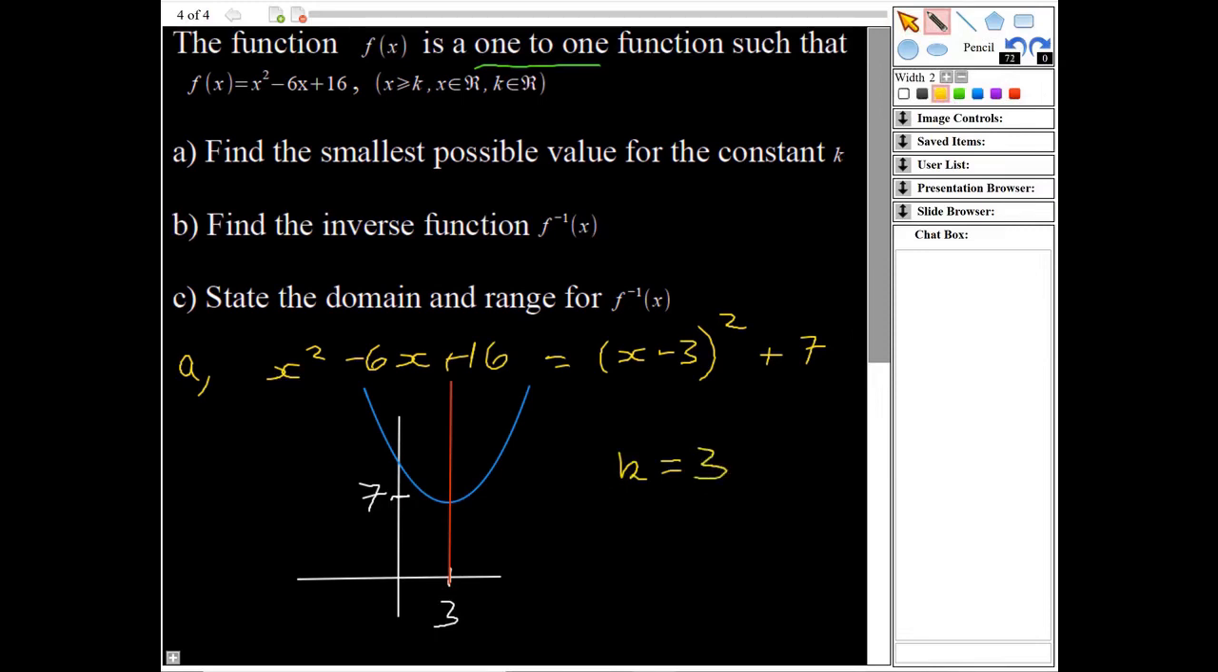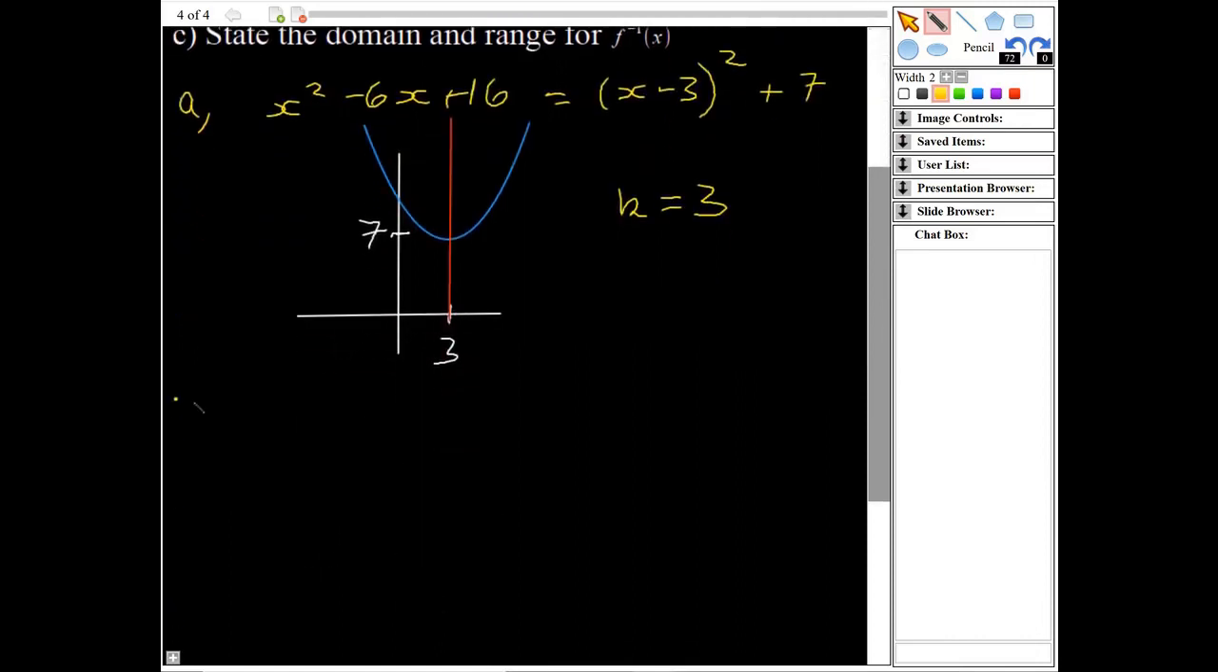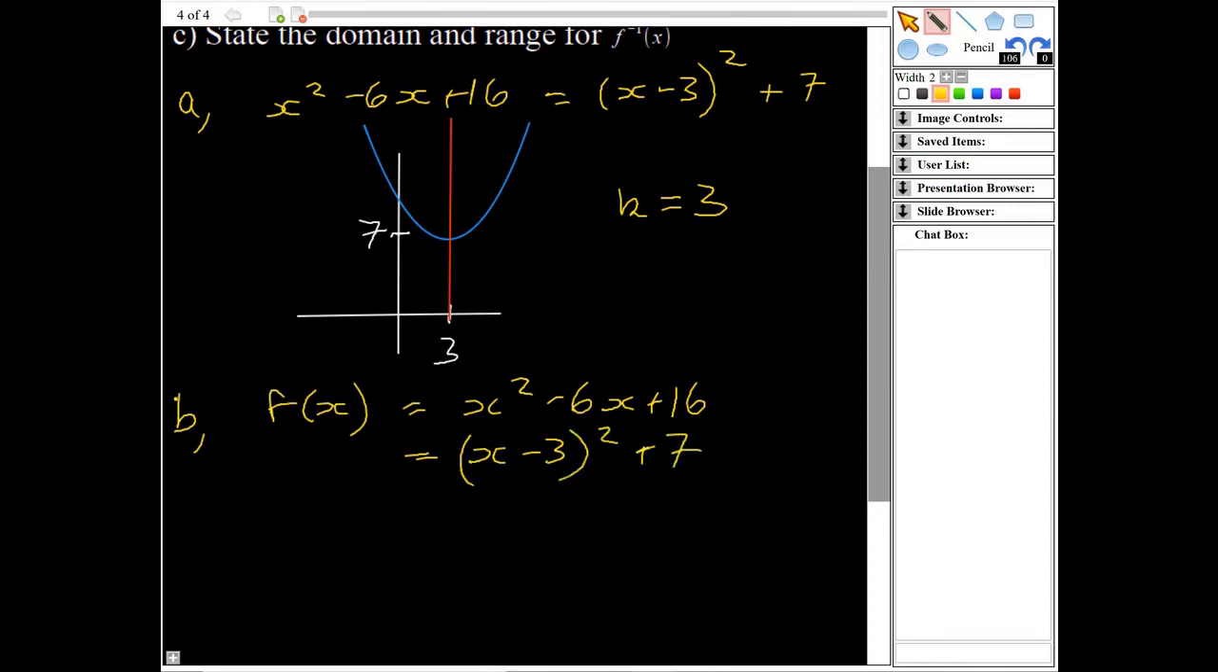All right. Next would be to find the inverse function f minus 1 of x. So if I look at part B, my function f of x was equal to x squared minus 6x plus 16, which was also equal to x minus 3 squared plus 7. Now it's going to be easier to use this form to find the inverse function than this form, because here I've just got one single x by itself, whereas here I've got x squared and then I've got x's as well. So I'm going to use that form. I'm first of all going to rewrite it with y.